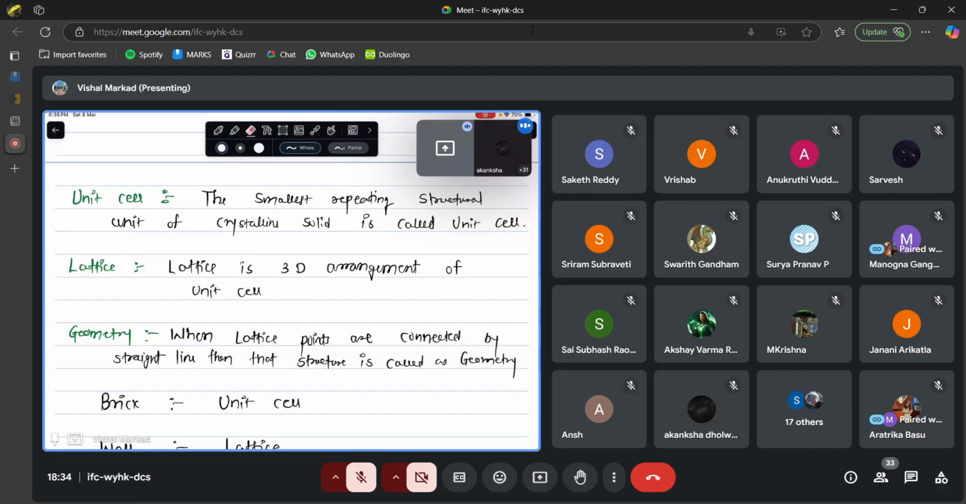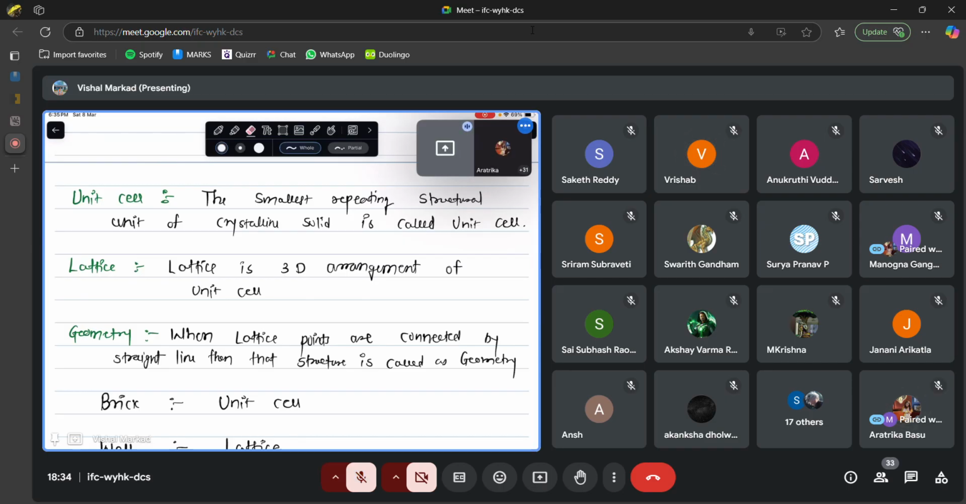Now if you further broke down that room, then it will have walls. Again, what is the small part in the wall? Bricks. Bricks are there, right? So in case of solid state, if we are talking about the solid, the smallest repeating part in the solid is called the unit cell. If you compare it with the house, what is the smallest unit part? That brick is the unit cell in case of the house.